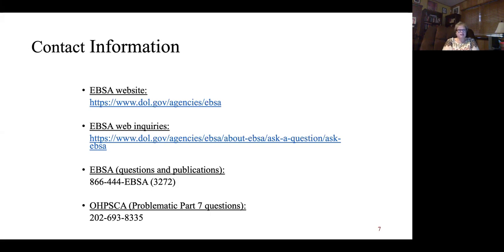For instance, one of the times that you might call a benefits advisor is, say you've looked at our website and you've looked at the publications and you've tried to find the answer to your question and you haven't been able to find it. That might be a time to call a benefits advisor. Or if you have a new situation that you haven't dealt with and you want to make sure that the way that you are dealing with it is compliant with the law.